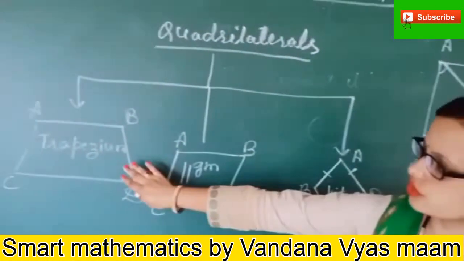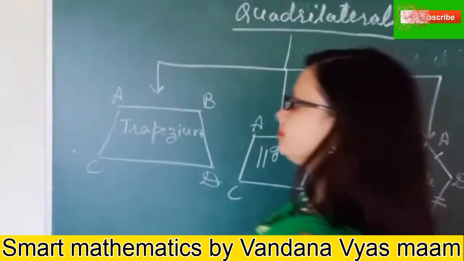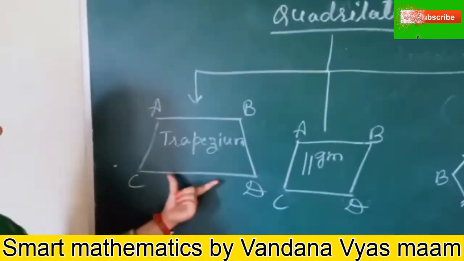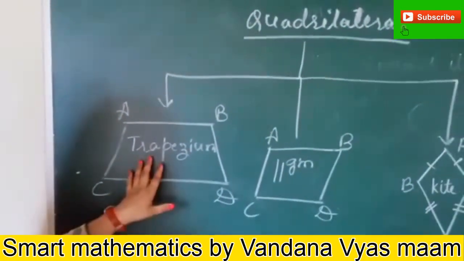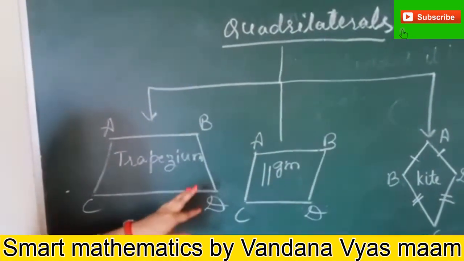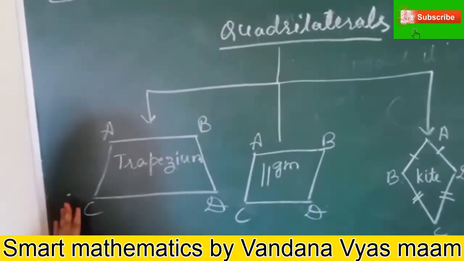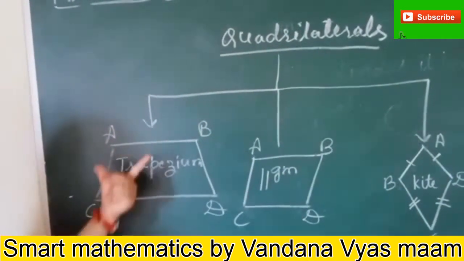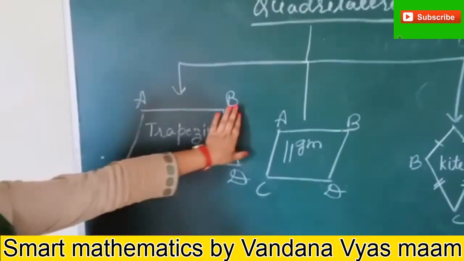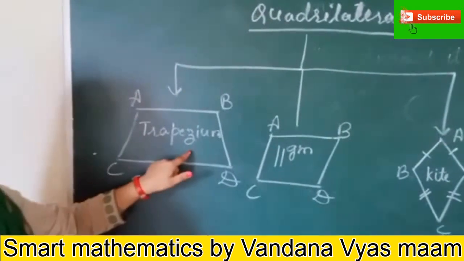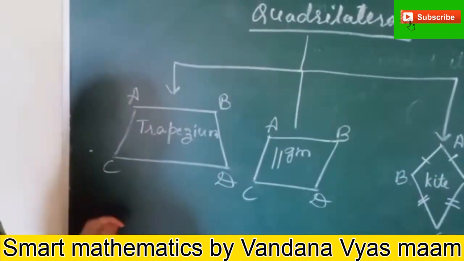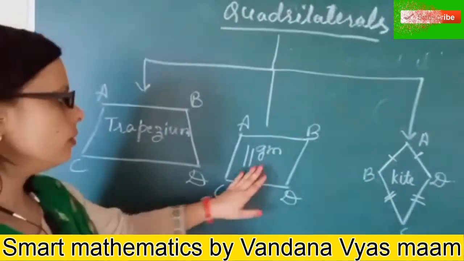So first is trapezium. What is a trapezium? Any quadrilateral whose one pair of opposite sides is parallel is called a trapezium. Means if we have a quadrilateral ABCD, and AB is parallel to CD and AC is not parallel to BD, then this type of quadrilateral is called a trapezium. Clear?